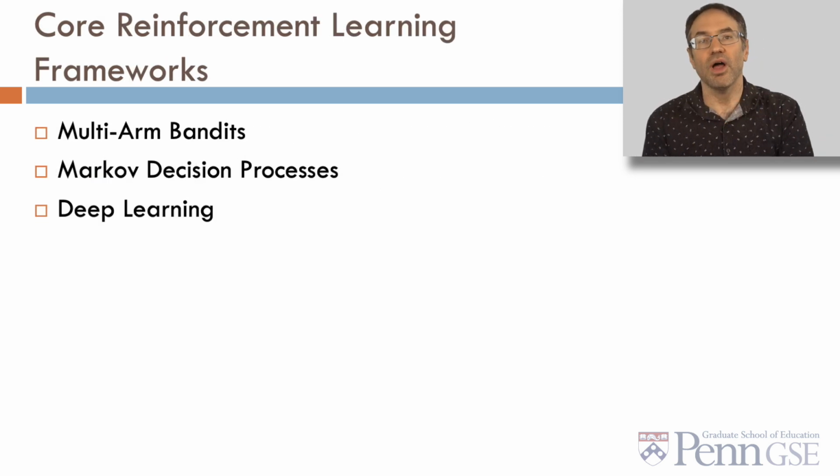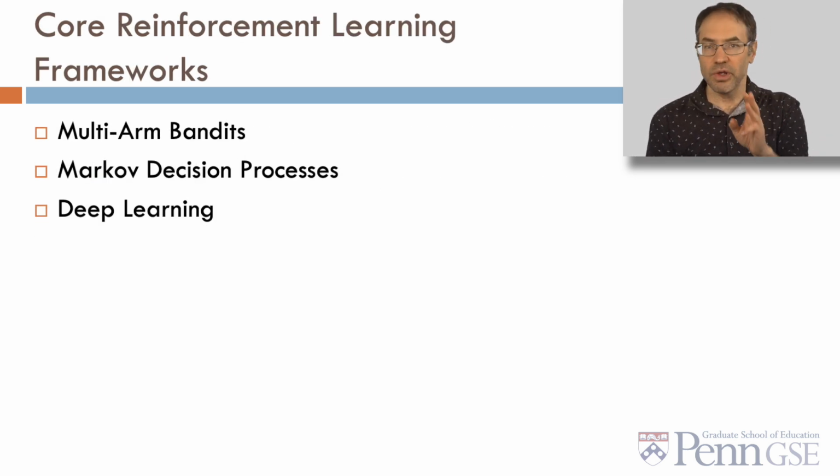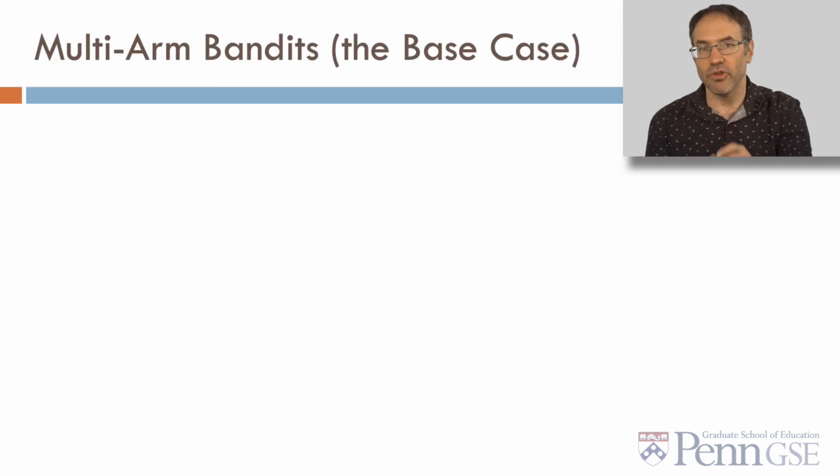There are multiple frameworks for reinforcement learning. Three core ones that I'll discuss today are multi-armed bandits, Markov decision processes, and its variant, partially observable Markov decision processes, POMDPs, and deep learning. The first I'll discuss is multi-armed bandits.